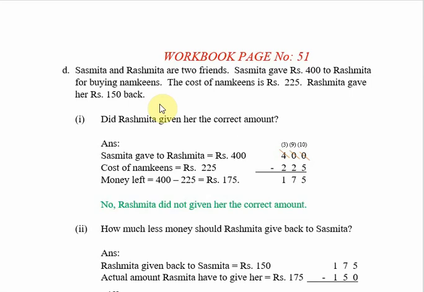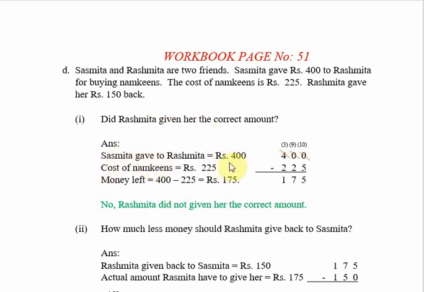So the first question is, did Rashmita give her the correct amount? We have to find out whether Rashmita had given her the correct amount or she cheated her or not. In order to find that out, we have to find the difference of the money given by Sasmita and the cost of namkins. So we can write it like this here.